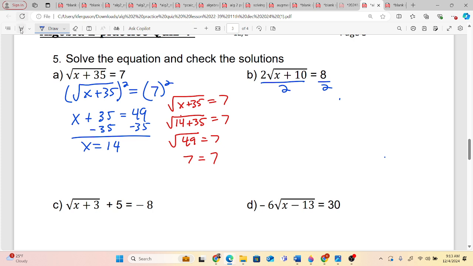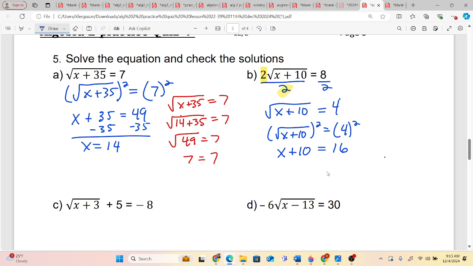These 2's cancel each other out. 2 divided by 2, right? And so now I'm left with the square root of x plus 10 equals 8 divided by 2, or 4. Now I've isolated my square root. So now I can take it to the second power to cancel it off, to get rid of it. I just got to remember that I got to take the right side, or this 4, to the second power. So now the square and the square root cancel each other out, and I got x plus 10 equals 4 to the second power, 16.